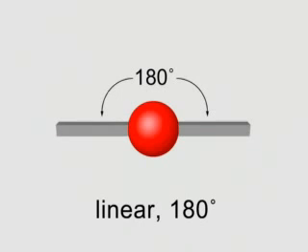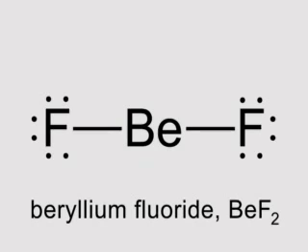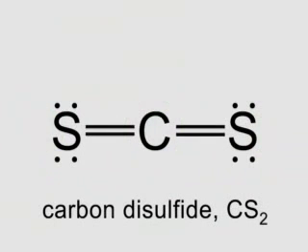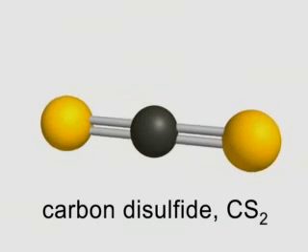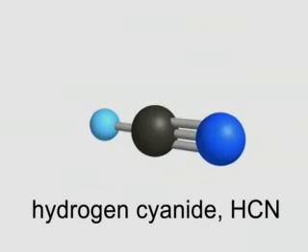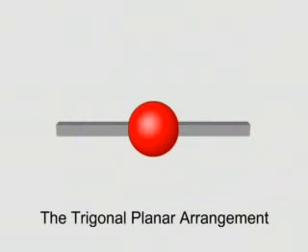Electron groups can be single bonds, as in gaseous beryllium fluoride, double bonds, as in carbon disulfide, triple bonds, as in hydrogen cyanide, or, as you will see shortly, lone pairs.